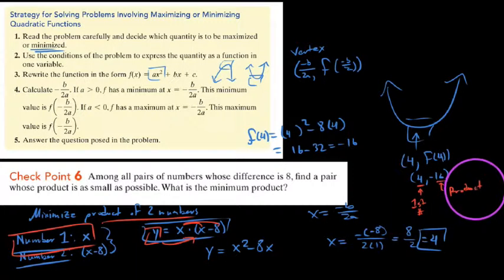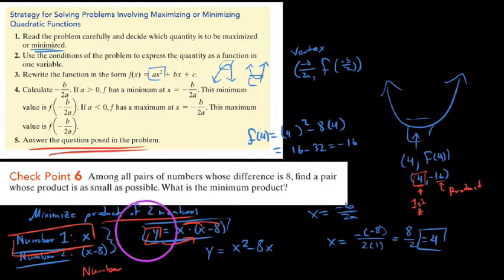So if I'm saying all numbers with a difference of 8, it seems that the minimum value that we could ever get by multiplying them would be negative 16, and this would have to occur when one of the numbers is 4. So if one of our numbers is 4, I suppose I would say number 1, as the answer to the question posed in the problem here.